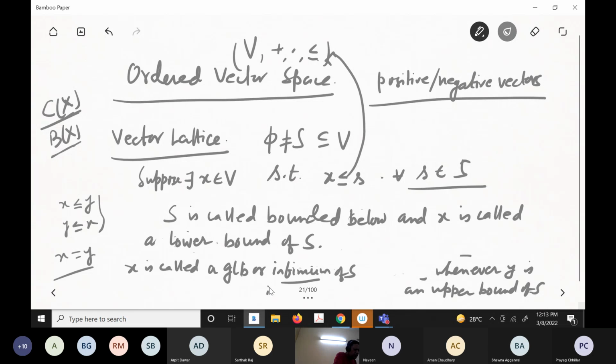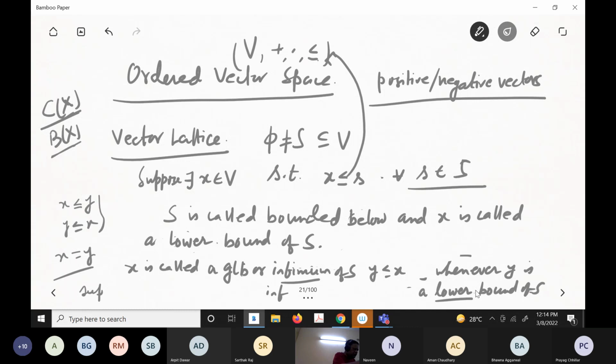This infimum, in short, we write inf. When you're talking about vector spaces, usually you use inf and sup. Previously it was called supremum, and here you write inf. Usually you do not use the terms GLB or LUB. Whenever y is a lower bound of this, y is less than or equal to x. So X is called this thing.